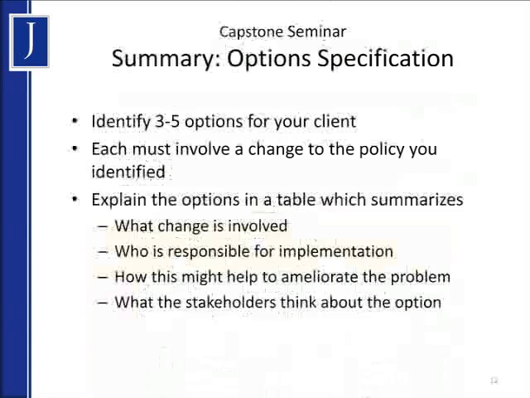In summary, the option specification identifies 3 to 5 options for your client and explains the options in a table, summarizing what the change is that's involved, who is responsible, how it might help to ameliorate the problem, and what the stakeholders think. Remember that there is a separate table that assesses the option. Your goal in the option specification table is to simply have your reader and your client completely understand what each option entails.